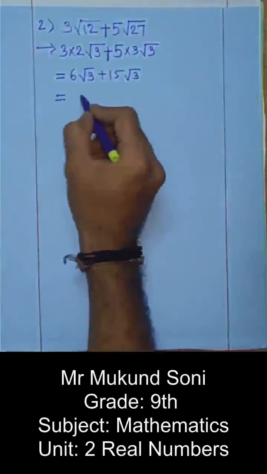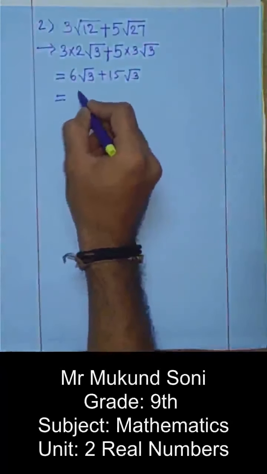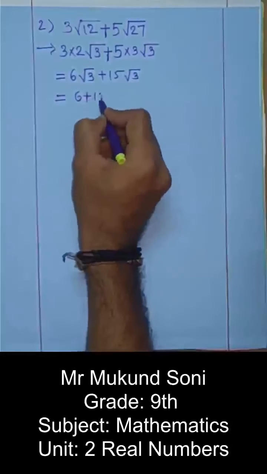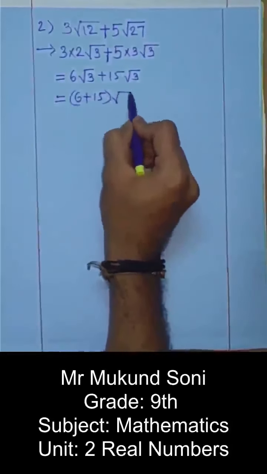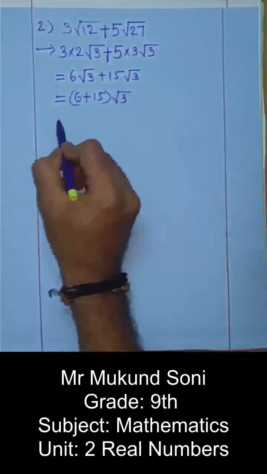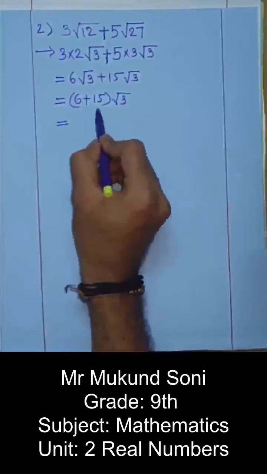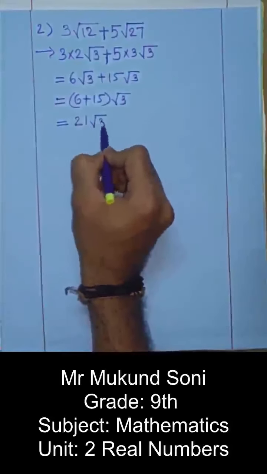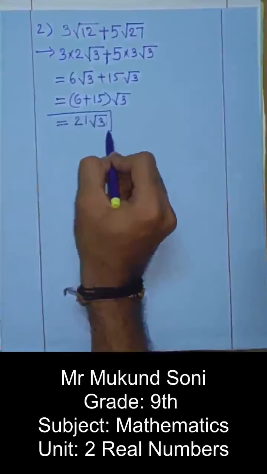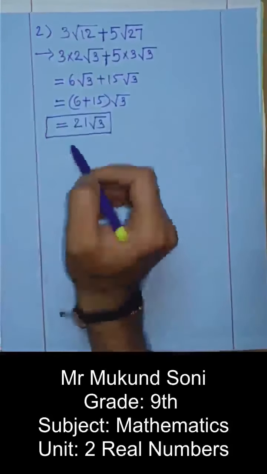Then what will be the next step? Taking surds common and keeping the rest inside the bracket, this way. Then add the things and give a box to your final answer.